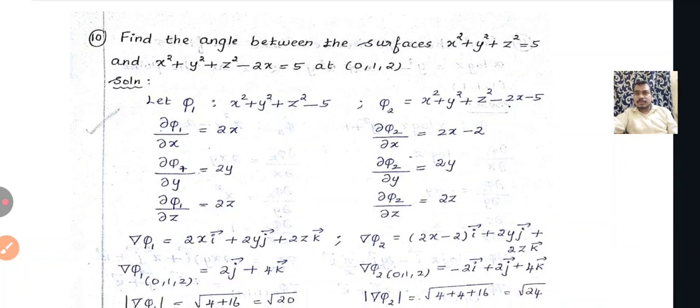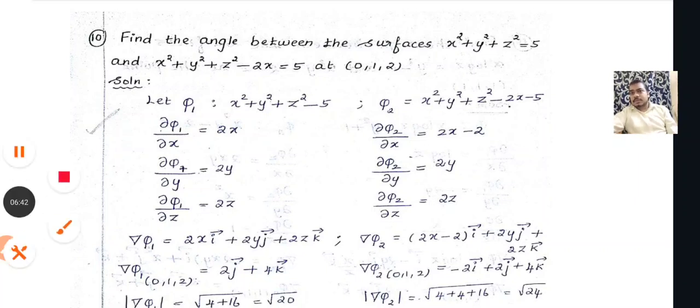The next, tenth example, is based on the angle between two surfaces. We will see it in the next video. Thank you.